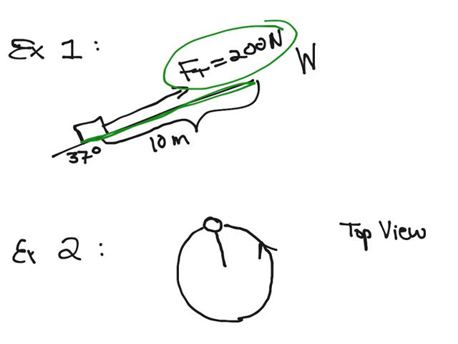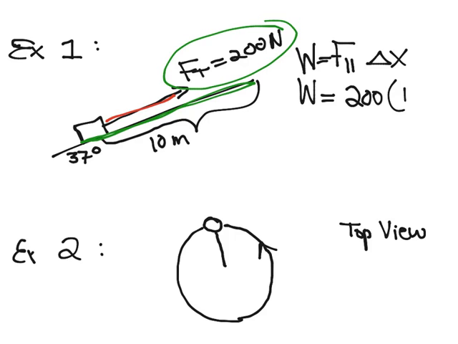So our work is going to be F parallel times delta x. In this case, we have work is equal to 200. Okay, we don't have to do anything with that number because it is already parallel to the direction of the hill, times our change in distance, which is 10 meters, and work is change in energy, so the units have to be in joules, so our work is 2,000 joules. Okay, so that was our first example.